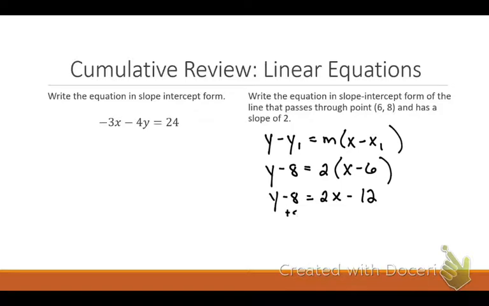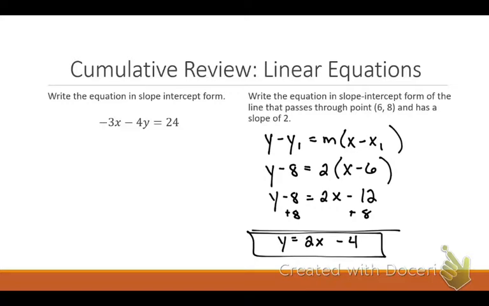Plus 8 on both sides. Okay. All right, y equals 2x minus 4. All right. So you'll have one review question where you just solve for y. You'll have one review question where you just plug it in point slope. You'll have one review question where you have to keep solving it.